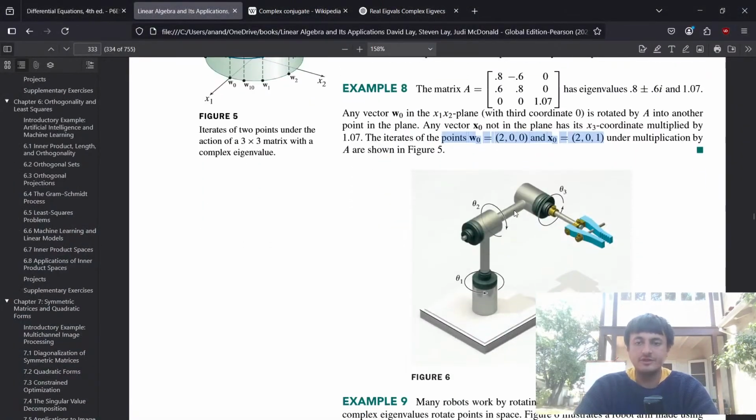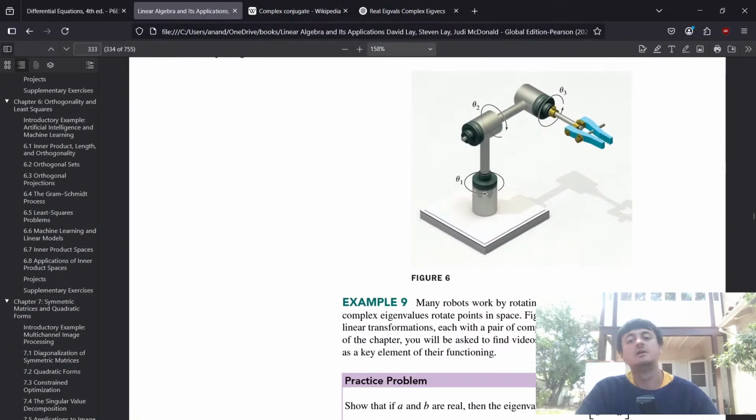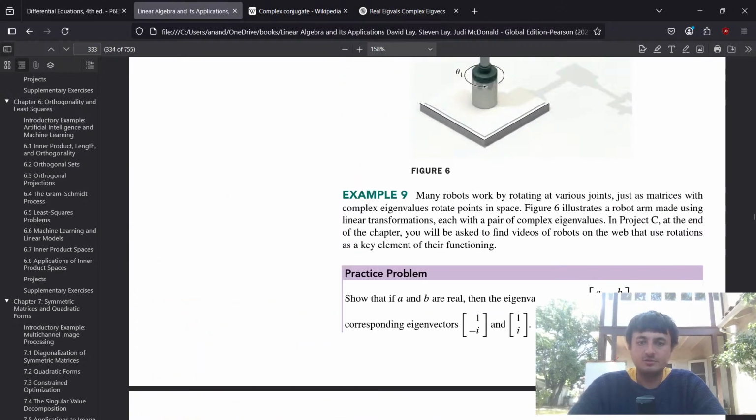All right, so that's cool. All right, what's up with this robot? Oh wait, that's the whole section?